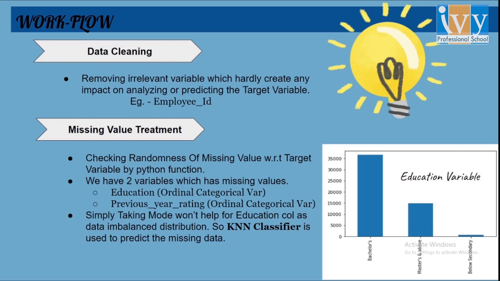So by looking into the education column data distribution, we can sense that the mode value won't be helpful to treat the missing data here. So I have used the KNN algorithm to predict the missing data for the education column. So it would be quite efficient to treat the missing data.